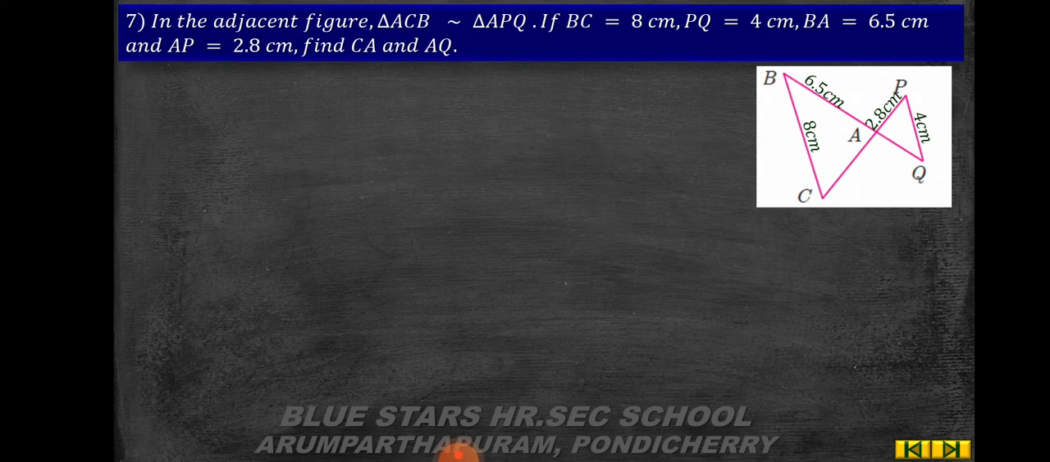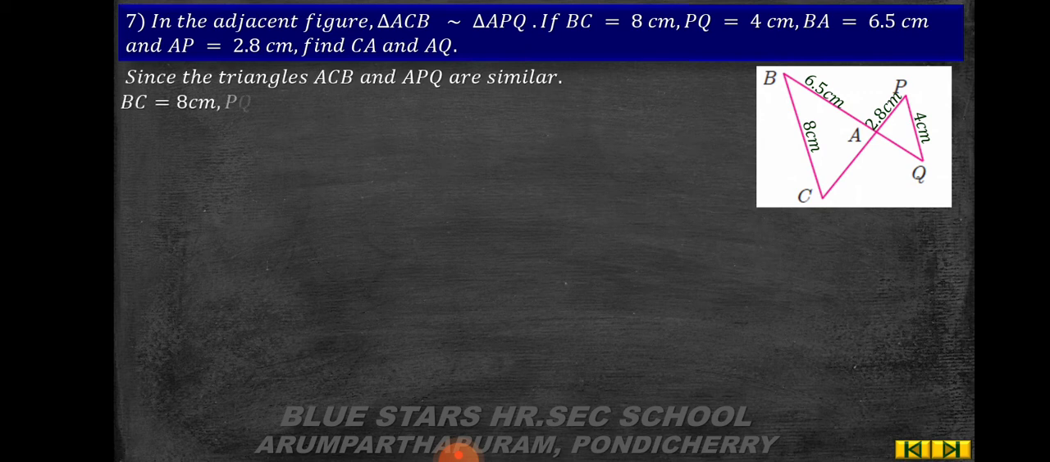Problem number 6. In the adjacent figure, triangle ACB is similar to triangle APQ. If BC is equal to 8 cm, PQ is equal to 4 cm, BA is equal to 6.5 cm and AP is equal to 2.8 cm, find CA and AQ.